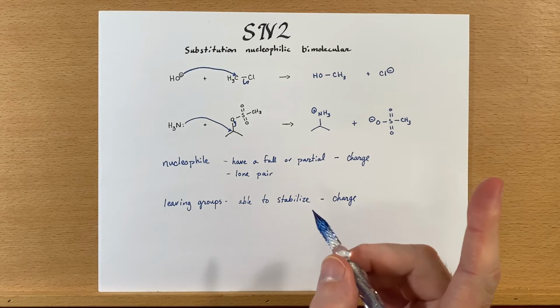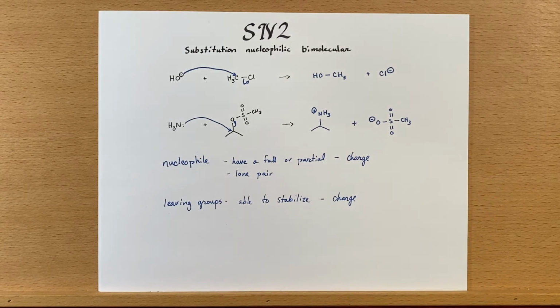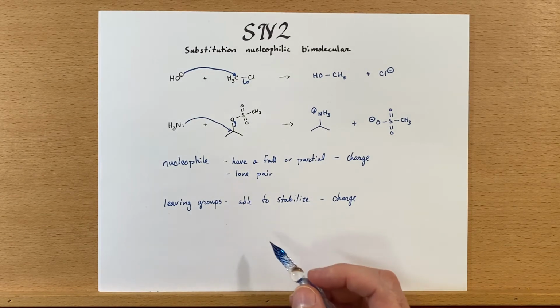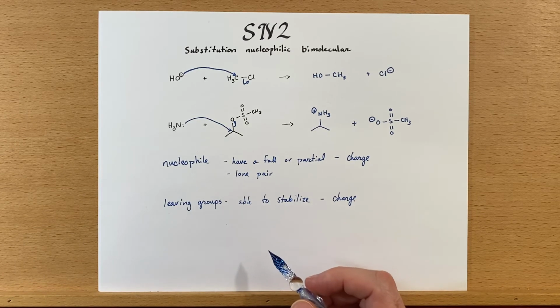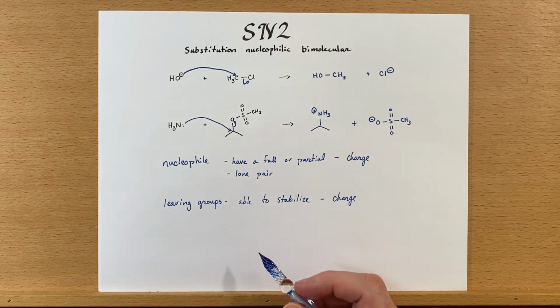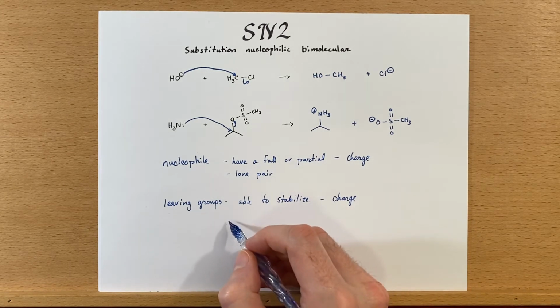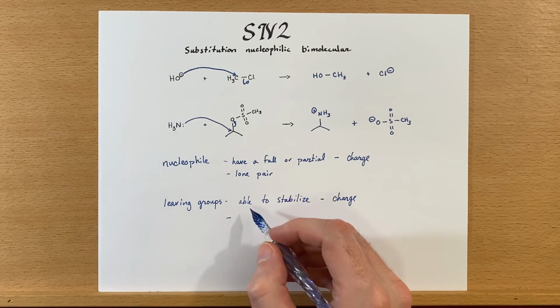The typical examples of good leaving groups are conjugates of strong acids. So that's another reason why fluorine is not considered. But realistically, one of the main reasons is it forms such a strong bond with carbon, it just is hard to break, and that's not going to make a very good leaving group.